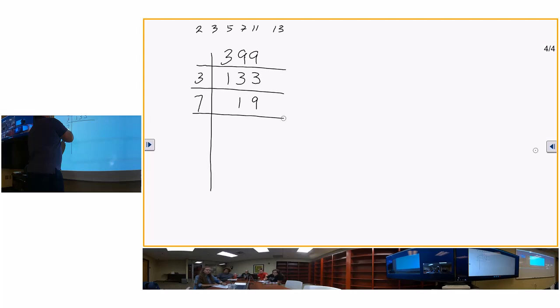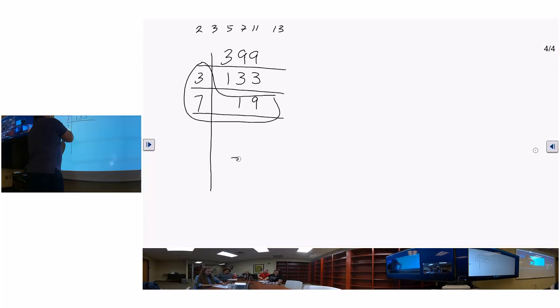Now, what do we have there? What is 19? A prime number. Exactly, so you're done. Remember me telling you, either 1 or a prime number. That's it. So your prime factorization of 399 is 3 times 7 times 19.